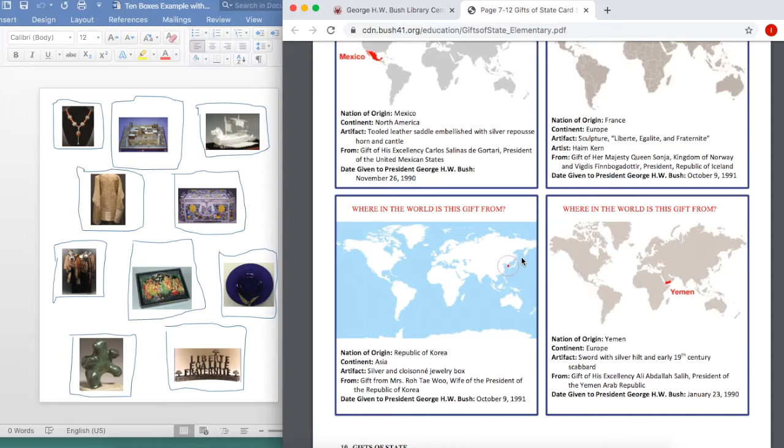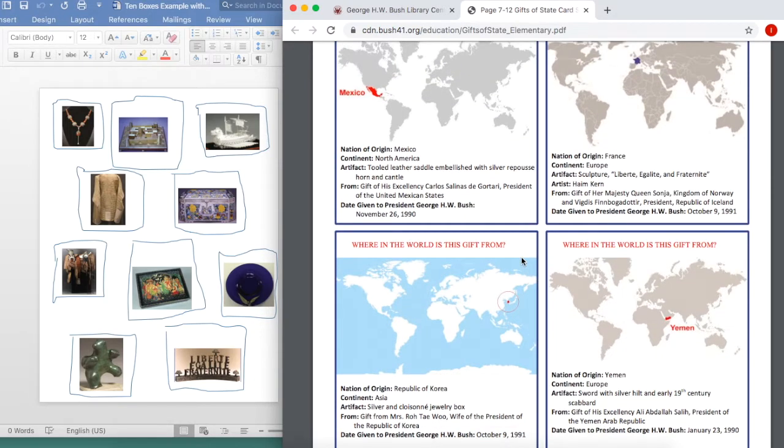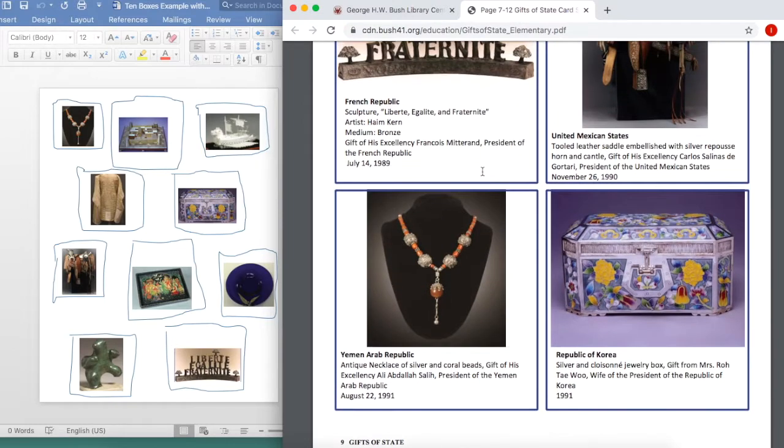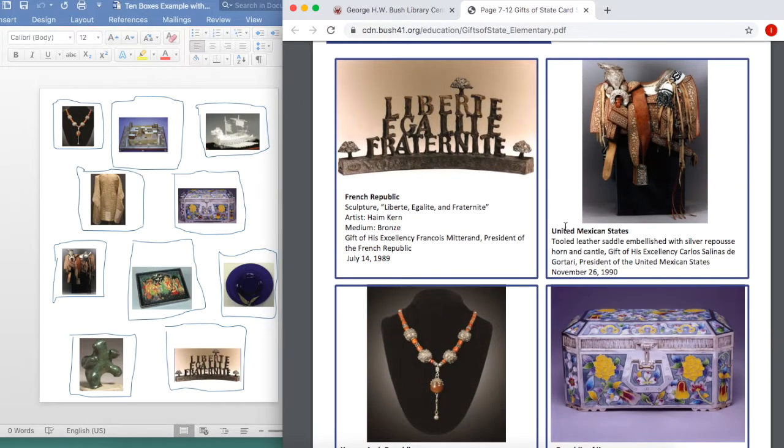So, what I would like for y'all to do is please write the name of the country of origin, otherwise known as the gift-giving country, above your sketch. So, we can look at the one from Mexico right here, and we are going to identify that as this saddle. If we need a little bit more help with that, we can go back and look at the image of itself. And we can see here that it says the United Mexican States.